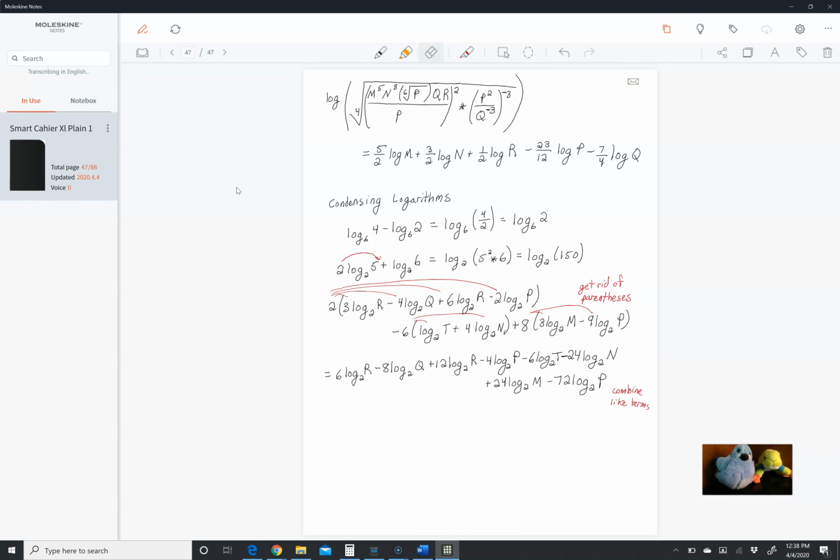And it's always going to be the same. These are the same steps no matter what. So if we combine like terms, what you're doing is you're looking for things that have common variables. So there's only one. There's a 6 log base 2 of r and a 12 log base 2 of r. So we're going to combine them. So we get an 18 log base 2 of r.